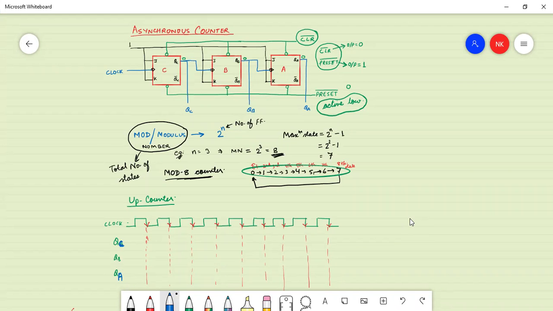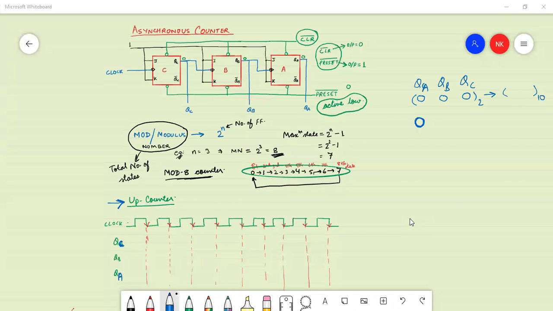Here, as we are trying to draw for an up counter, if we want to draw for an up counter, what should the initial state be? It should be the zero state. That means QA, QB and QC, these three outputs we have. When the outputs of all three are 0 0 0, this is the binary. So what is the decimal of this 0 0 0? Zero. Yes, binary 0 0 0 is decimal 0.